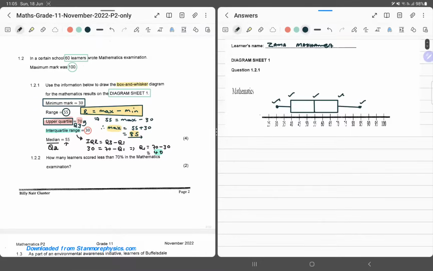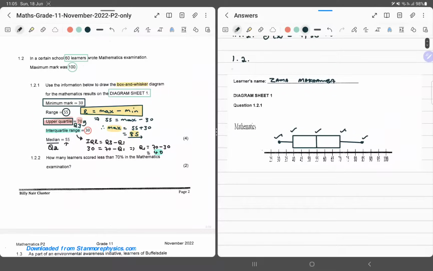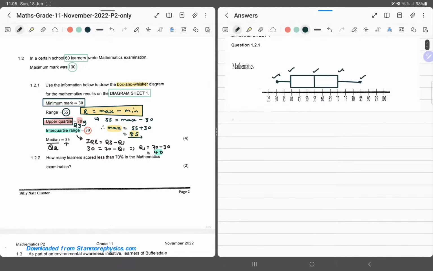Okay, so this was 1.2.1. Let's do 1.2.2. It says how many learners scored less than 70%. In terms of percentiles, you should know that this is 25%.